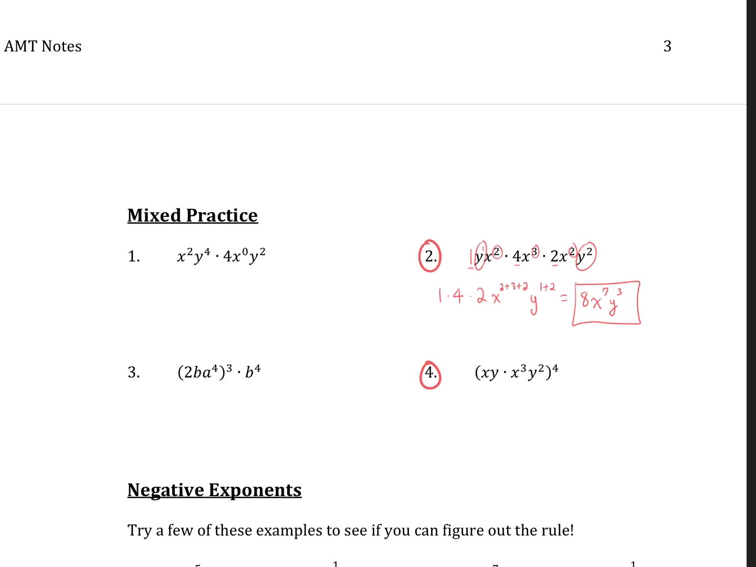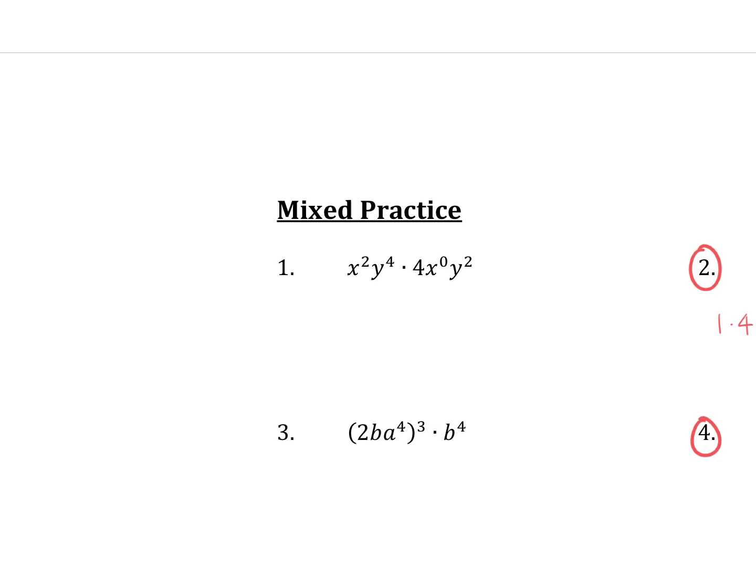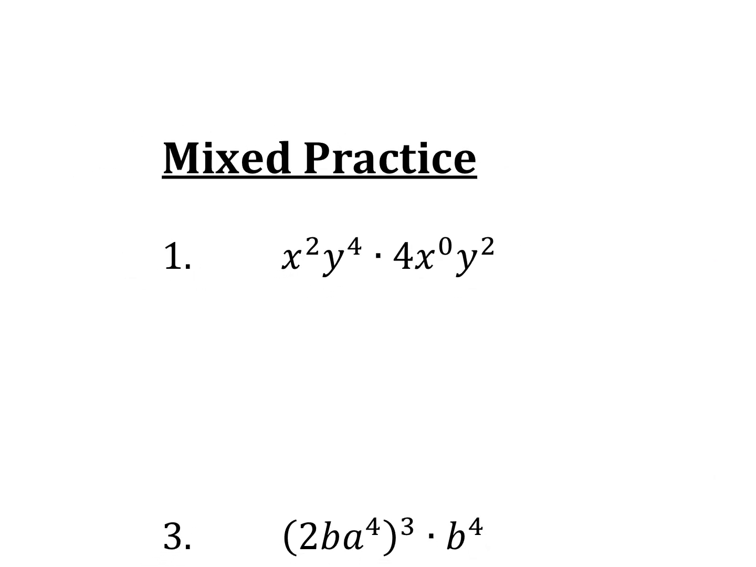Why don't you guys go ahead and try number 1 now that we did this one, see how you do. All right, number 1, we have this one right here. We have x squared y to the fourth times 4 x to the 0 y to the second. So we're going to multiply what we have here. So in the front we have a 1, so we got 1 times 4. We have x, we have to the second power and the 0 power, so 2 plus 0. And y to the, we have 4 plus 2.